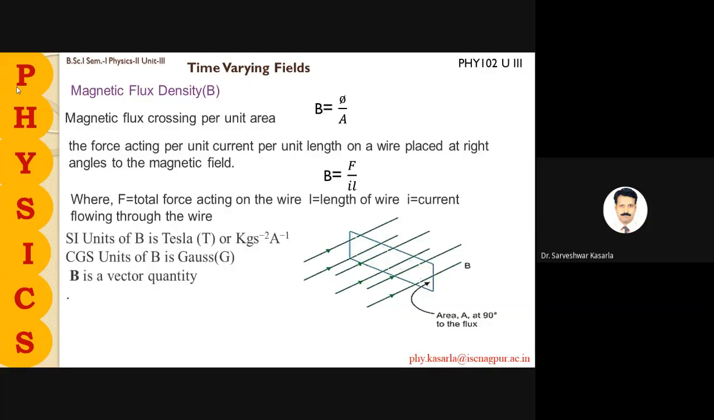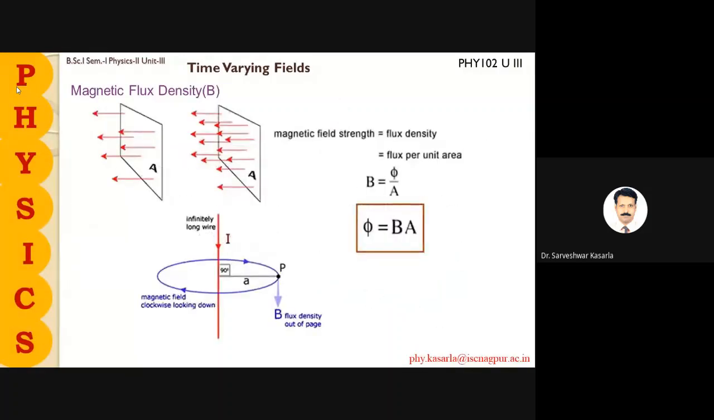The SI unit of B, as we already know, is Tesla, that is equal to kg per second square per ampere. In CGS units, B is Gauss. What is the relation between Tesla and Gauss? 1 Tesla is equal to 10 to the power 4 Gauss. B is also a vector quantity. So magnetic flux density can also be denoted by this.